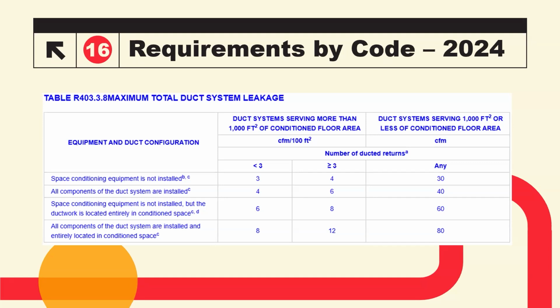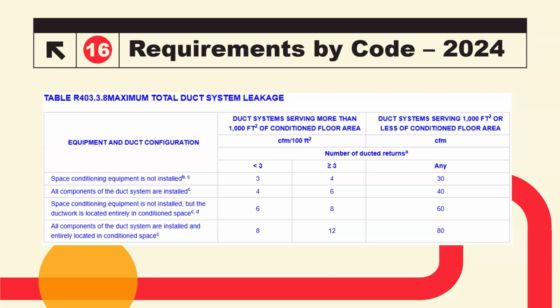But if all components are in, then you've got 4 CFM per 100 square feet for 3 returns or less. 3 returns or more, you now have 6. And as you can see, it just keeps going with that. And looking at space, if it's inside conditioned space, now it changes. Instead of just 8, it's now 6 if it's no equipment installed and less than 3 returns. So it's not as easy as it sounds.